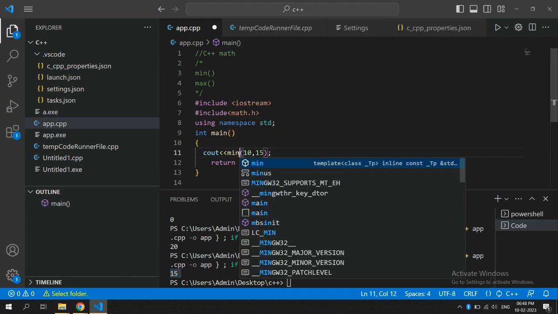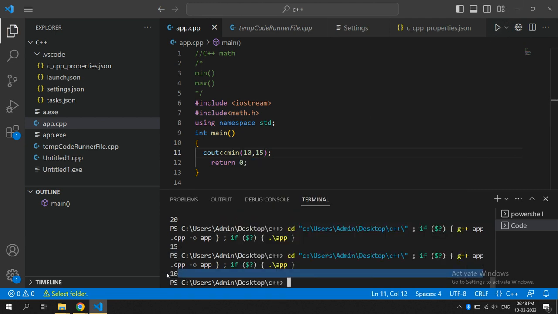Similarly, you can use the min function using the min keyword. So here goes the minimum function. These are some of the functions which are supported by C++. So C++ math helps us to perform mathematical operations or tasks on a number.